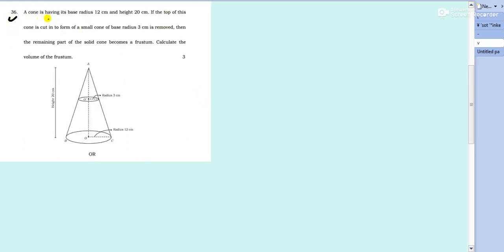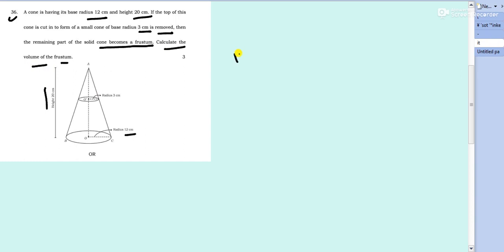It says a cone is having its base radius 12, you can see it here, and a height 20 centimeter. If the top of this cone is cut to form a small cone of base radius 3 centimeter, you can see here, and is removed, that is cut and removed, then the remaining part of the solid cone becomes frustum. Correct? Calculate the volume of the frustum.